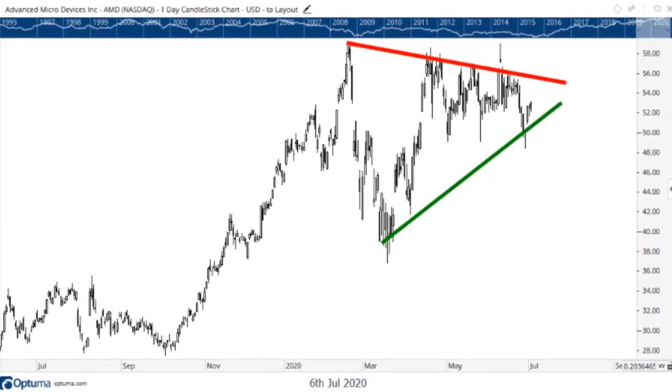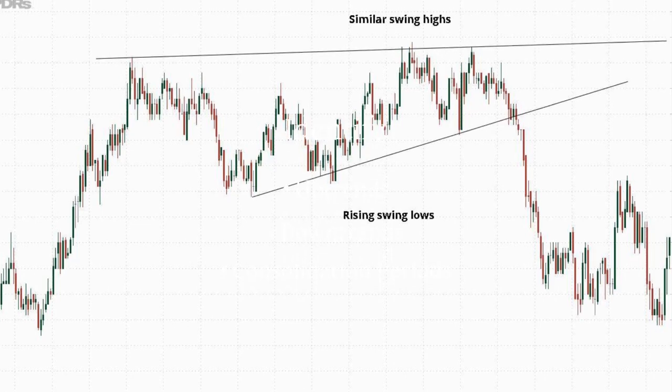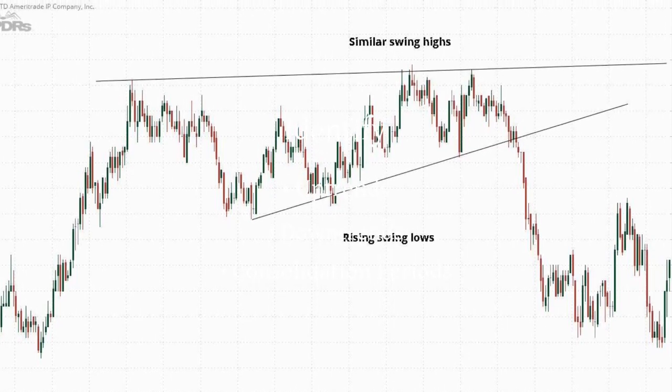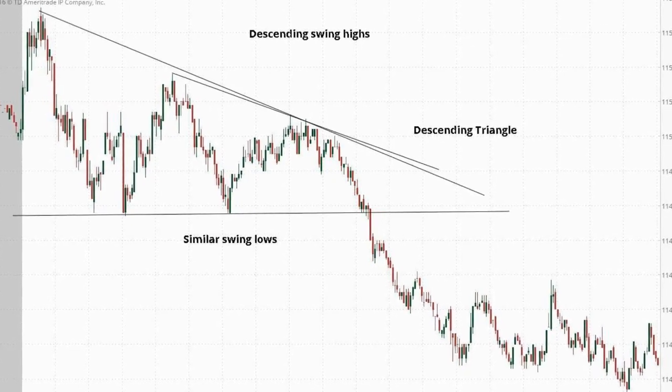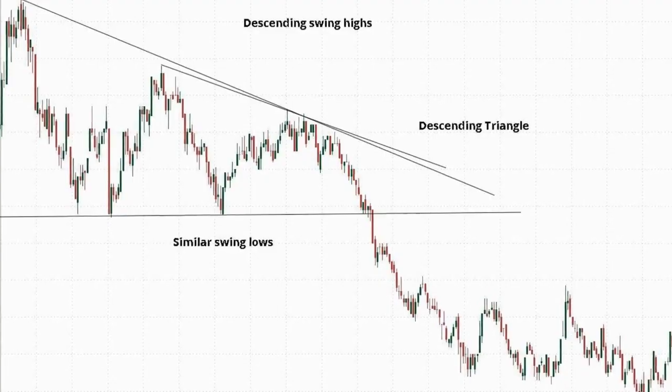Trend lines are crucial for spotting support and resistance areas on a price chart. They help identify uptrends, downtrends, and consolidation periods. Understanding how to draw trend lines and interpret them is key for technical analysis.